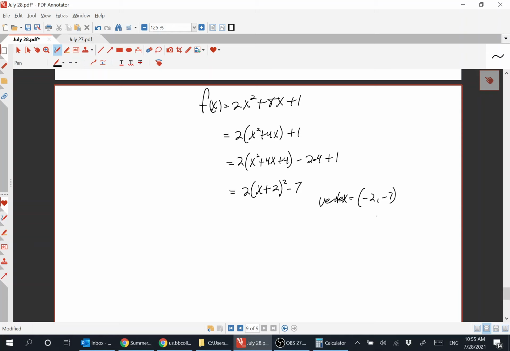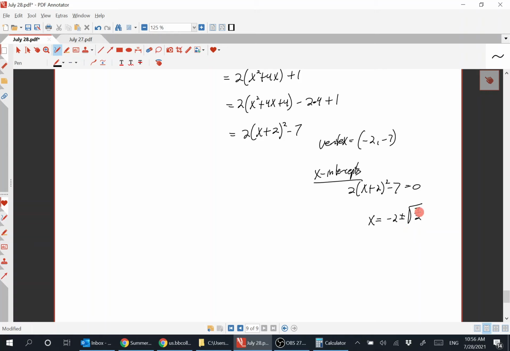The x-intercepts are where this function is equal to 0. So 2 times (x plus 2) squared minus 7 is 0. So x is equal to minus 2 plus or minus the square root of 7 halves, so the square root of 3.5. So x is minus 2 plus the square root of 7 halves, and minus 2 minus the square root of 7 halves, both of which are negative numbers.